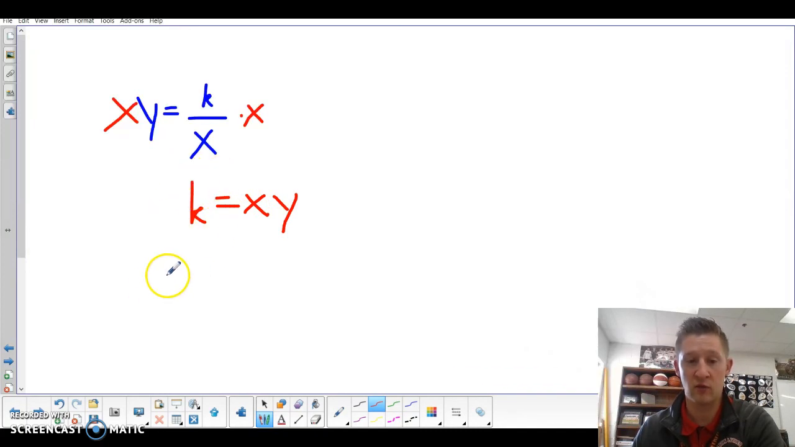Kind of like when, in order to find distance, I take rate times time. That was what we had before. Two variable things equaled 400 miles in the Chicago-Minneapolis example. So that would be taking a look at inverse and joint variation.